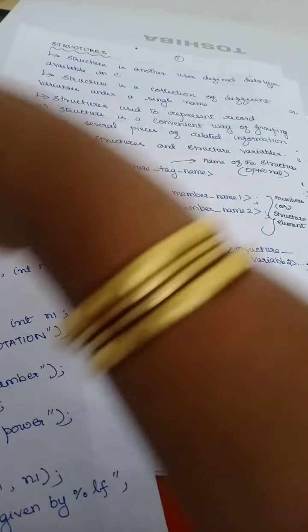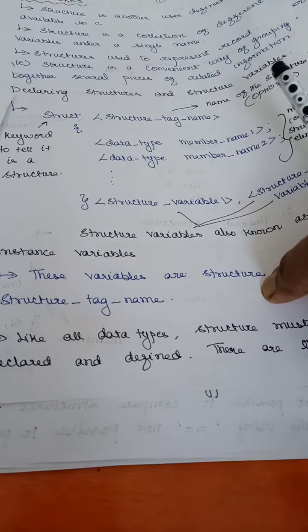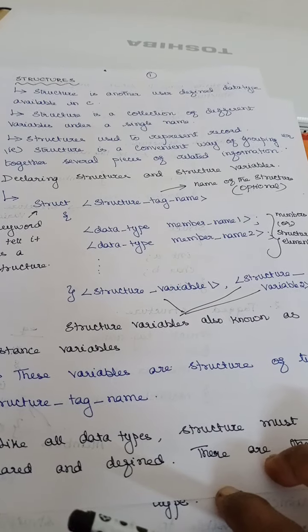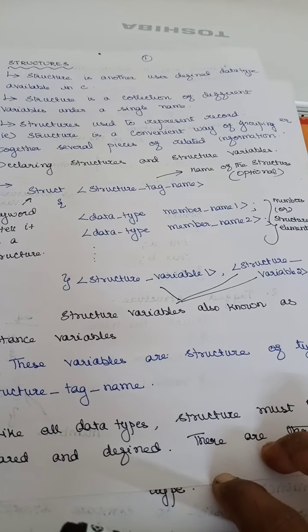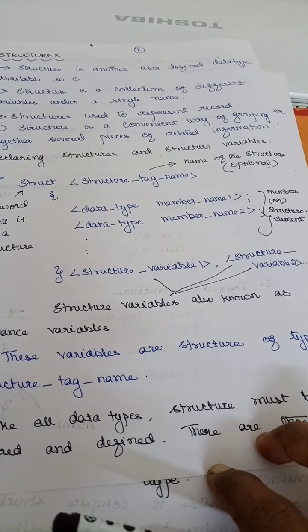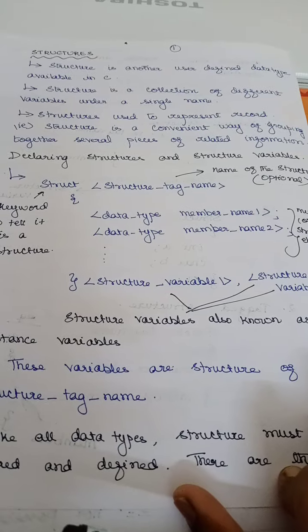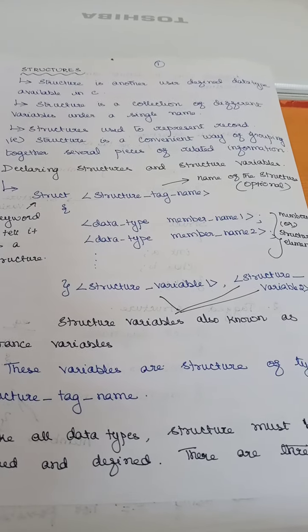Next we'll move on to another topic, structures. I'll just give you an introduction today, and then we'll go into detail tomorrow. Now, what is a structure? See, already we have seen arrays. What is an array? I already told you, an array is a collection of homogeneous data items, right? Homogeneous means items of the same type.